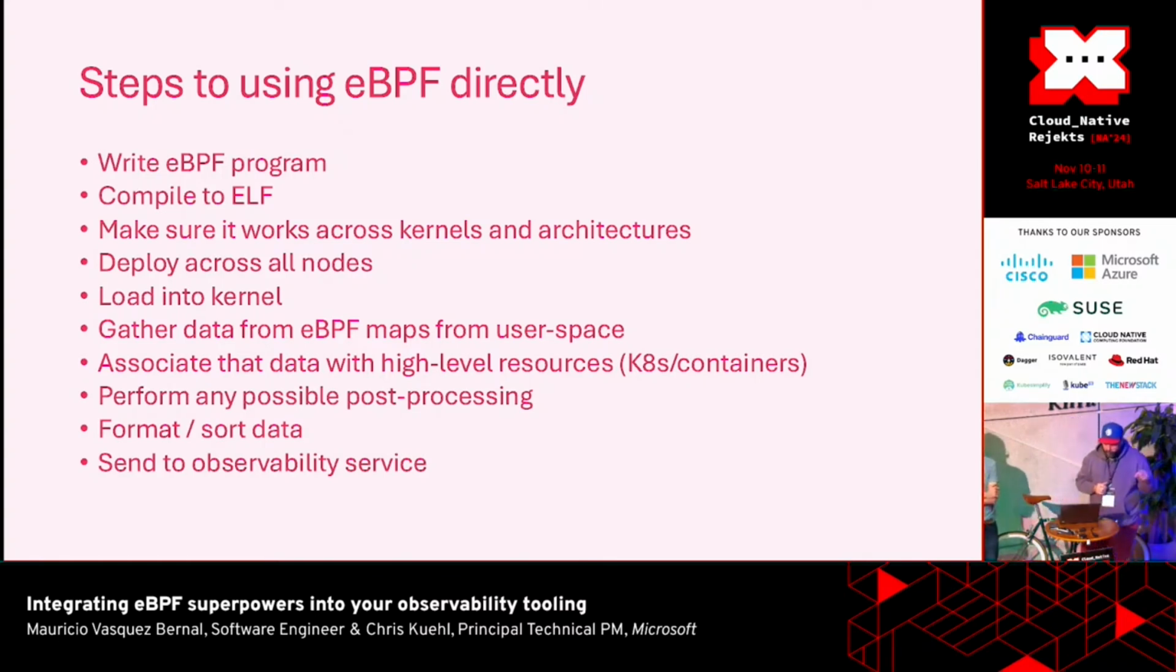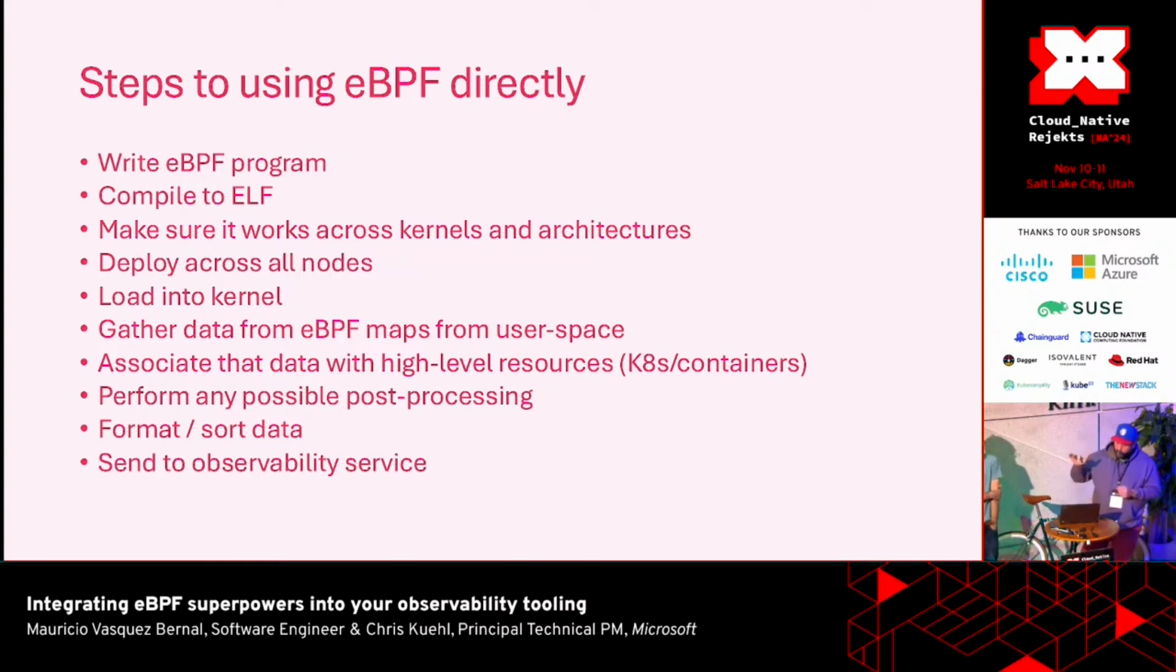Load into the kernel. You can basically do a syscall or you can use a library. Gather the data from eBPF maps from user space. You can do that directly or you can do it with a library. For example, if you're doing it in Go, you can use the Cilium library for that. You need to associate that data with high-level resources like Kubernetes containers.